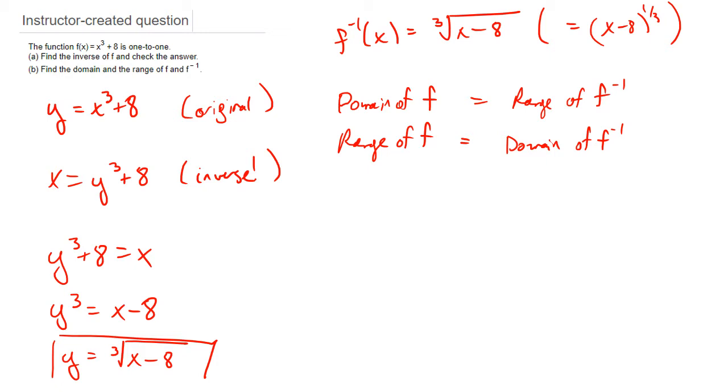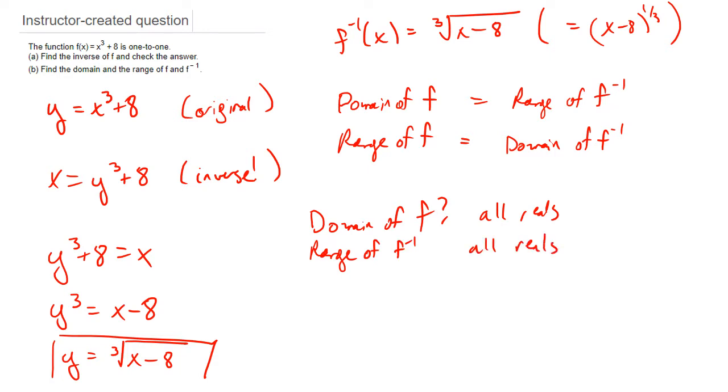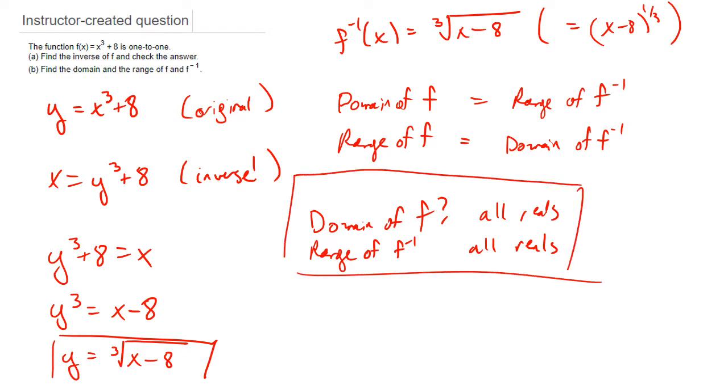So what's the domain of f? Well, f of x was x cubed plus 8. It's a polynomial, so the domain is all reals, which means the range of f inverse is also all reals, because the domain of f is the same as the range of f inverse. Okay. Now suppose we now want to find the range of f. Finding the range of a function is actually not that easy to do directly. However, let's instead find the domain of f inverse.